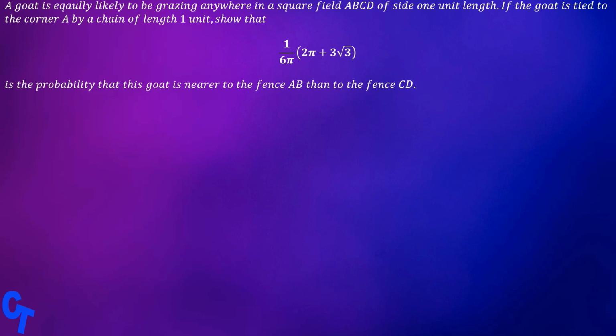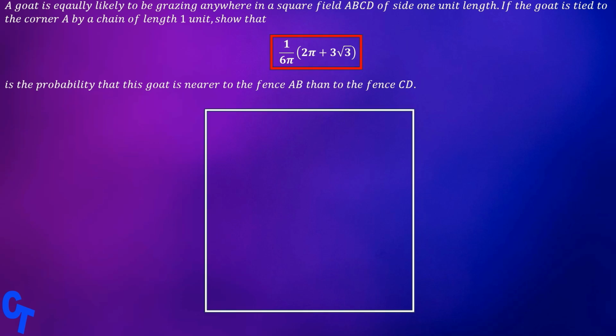So first of all, we need to draw a diagram. I think if we draw a diagram, this question will become easy. Okay, so let's draw the diagram. This is going to be our fence. Let's name our points A, B, C, and D.